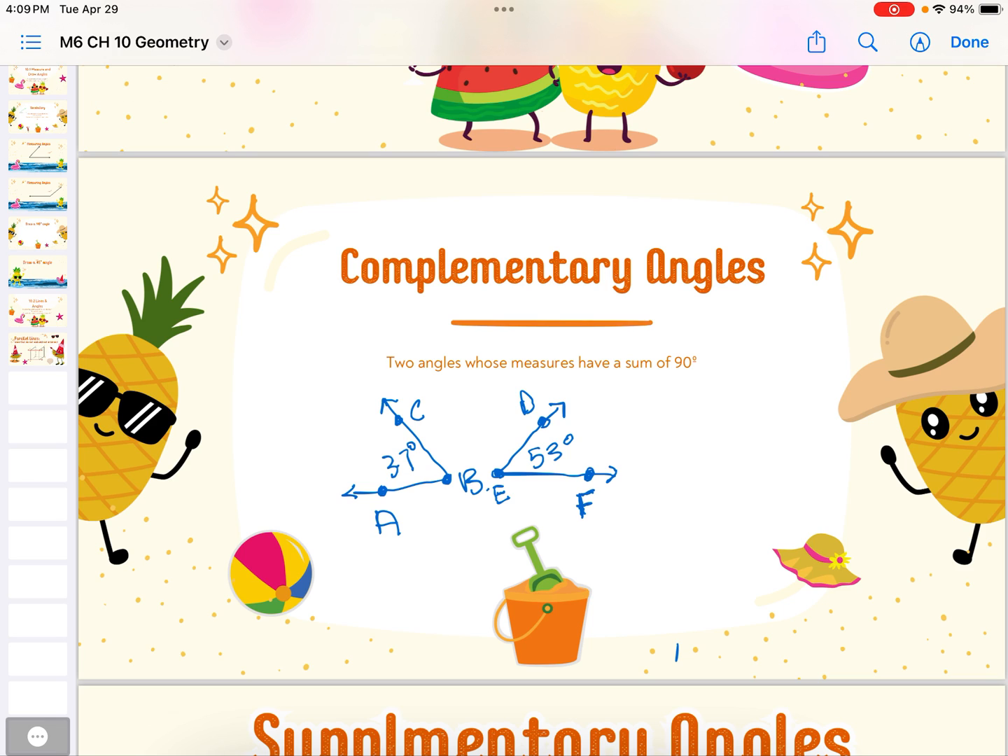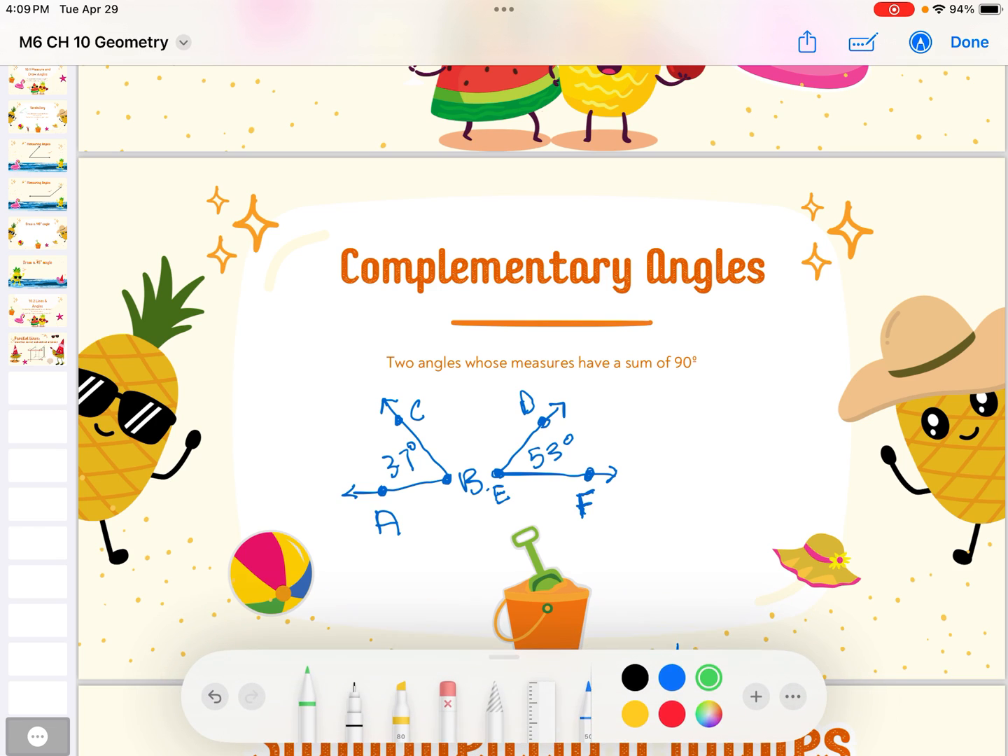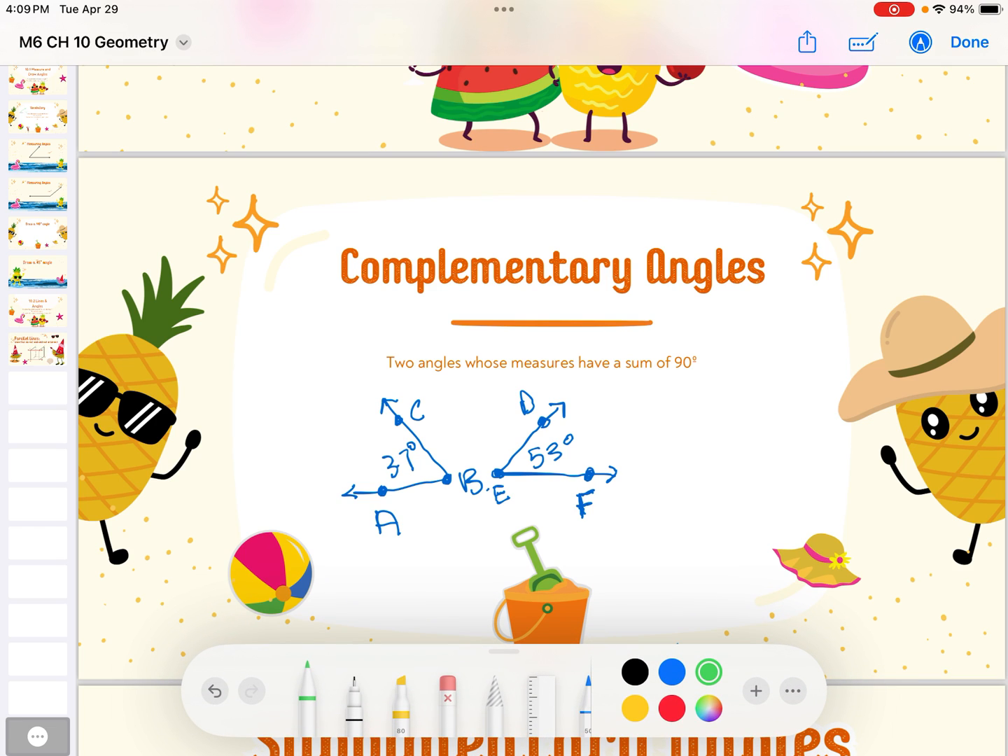Complementary angles are when we have two angles and when we add them together, they have a sum of 90 degrees. In this case, we have angle ABC, which is 37 degrees, and angle DEF, which is 53 degrees. If we add those two together, 37 plus 53, we need to see if those equal 90 degrees. 7 plus 3 is 10, and then 1, 3, and 5 is 9. So 90 degrees. That means these two angles are complementary angles. Complementary angles are ones that add to 90 degrees.